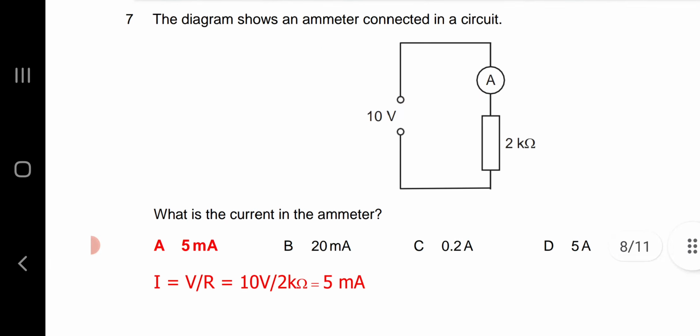Question number 7. The diagram shows an ammeter connected in a circuit. What is the current in the ammeter? From Ohm's law, I is equal to V over R. So it is 10 volt over 2 kilo ohm, and it is equal to 5 milliampere. Option A.